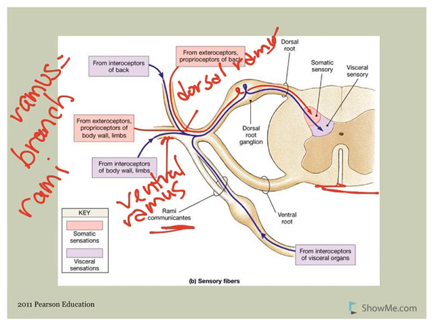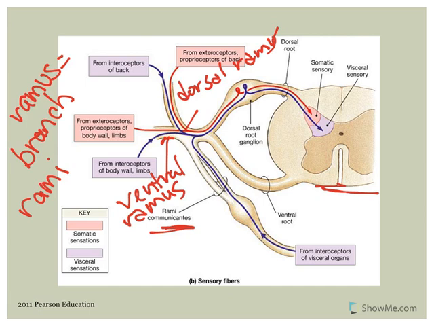The ventral ramus is going to be carrying sensory and motor fibers to all the other structures that are found in the body wall and in your limbs. The rami communicantes means communicating branches. This is going to be important in the lecture when we talk about the autonomic nervous system.